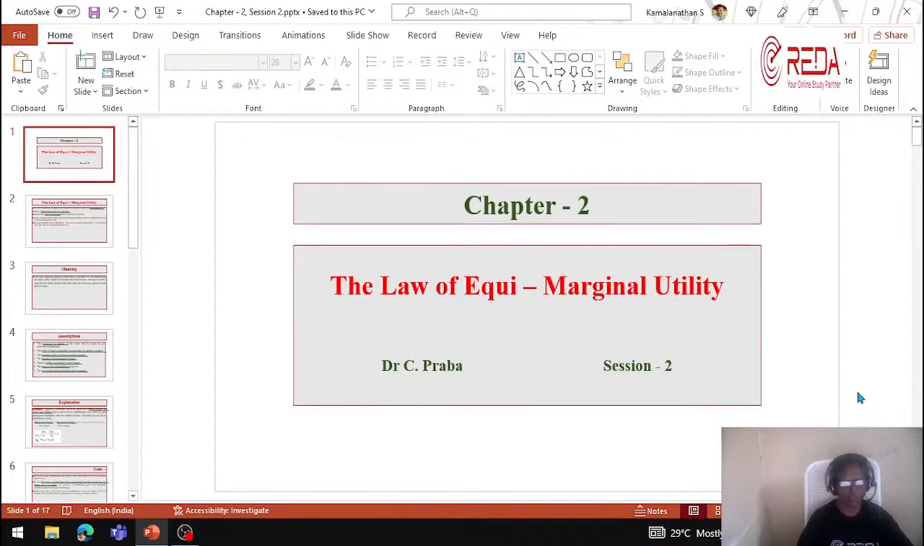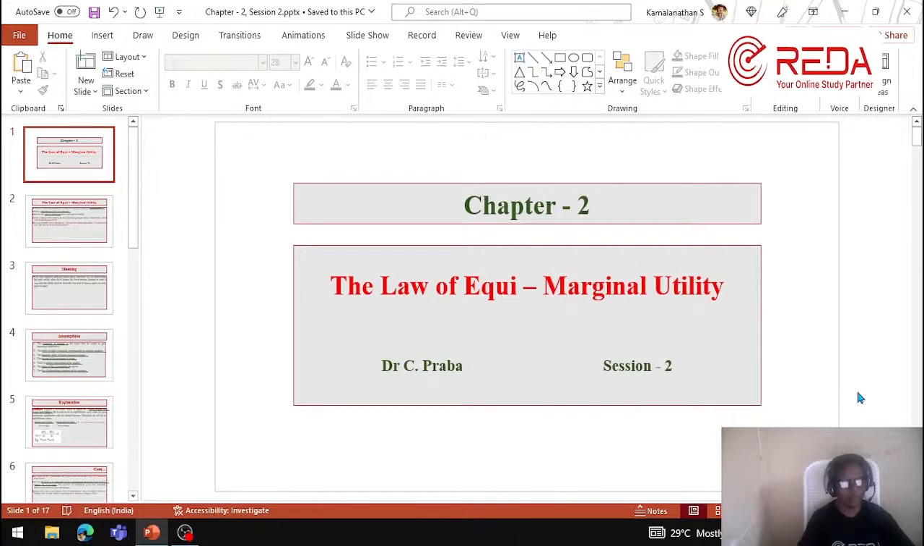So just to analyze the utility level of a consumer, we have seen there are two measures: one is cardinal utility and the other is ordinal utility. Under cardinal utility, we have seen the law of diminishing marginal utility in session 1. Now, this will be session 2 under chapter 2. So under this session, we will be seeing the law of equi-marginal utility.